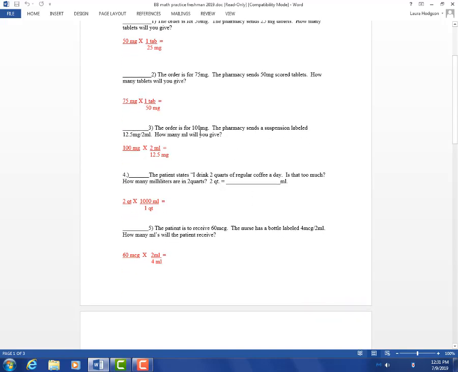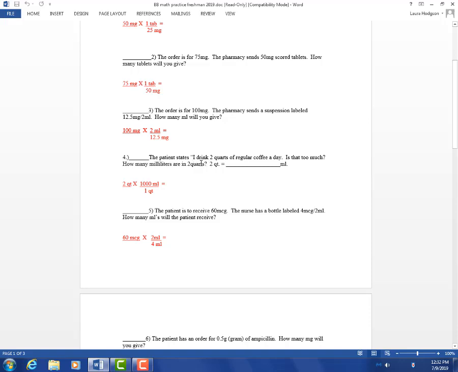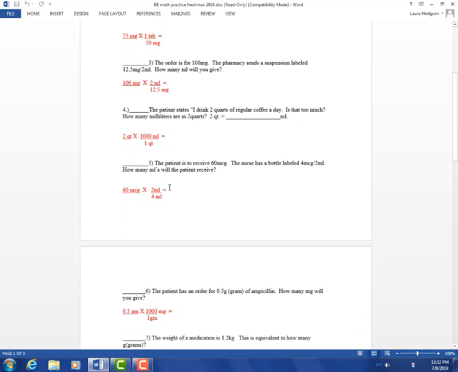The next one, same thing, the order is, pharmacy sends a suspension labeled 12.5 milligrams per 2 milliliters. How many milliliters will you give? Again, whatever is here, this is milligrams, has to go here. So cross out the like units. This one is simply asking about a quart or 2 quarts of coffee a day. So you basically have to absolutely know your conversion to this or you won't get this question correct. There's your conversion and just straight across multiply and you have your answer.